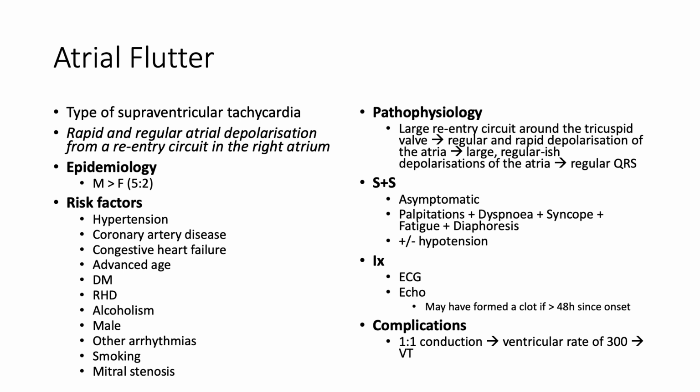Investigating it, you'll do an ECG, and you can also do an echo, which I'll explain a bit more in atrial fibrillation. The complication is if you go into 1-to-1 conduction, where your atria are asking your ventricles to go at the same rate as them. Your atria can go at a max of 300, and your ventricular rate will not like going at 300, and that's essentially when you've got ventricular tachycardia and you're at very high risk of death.